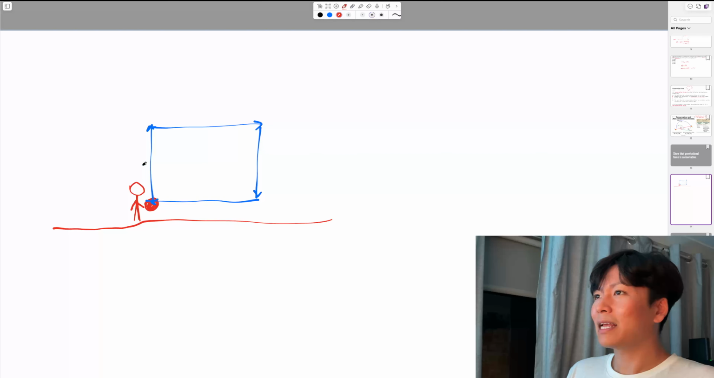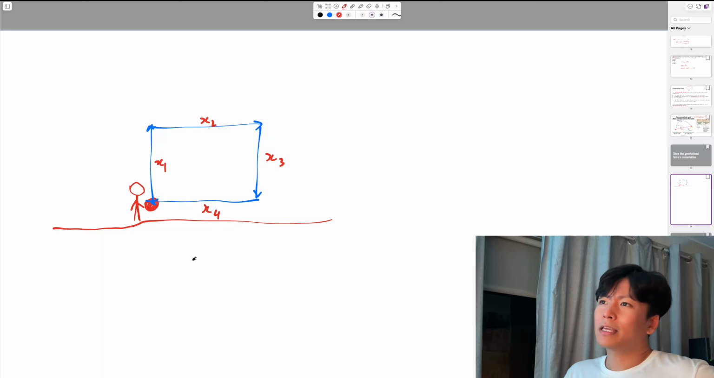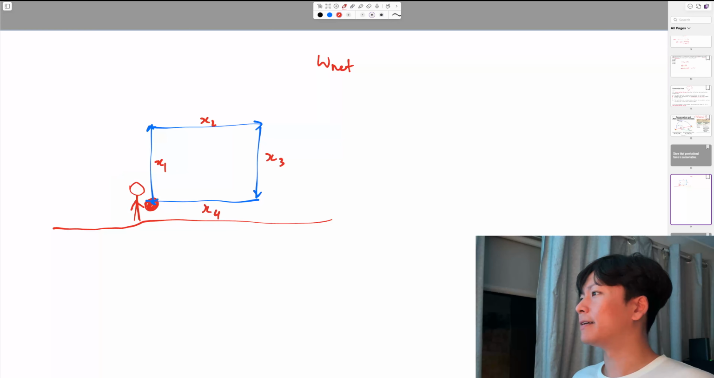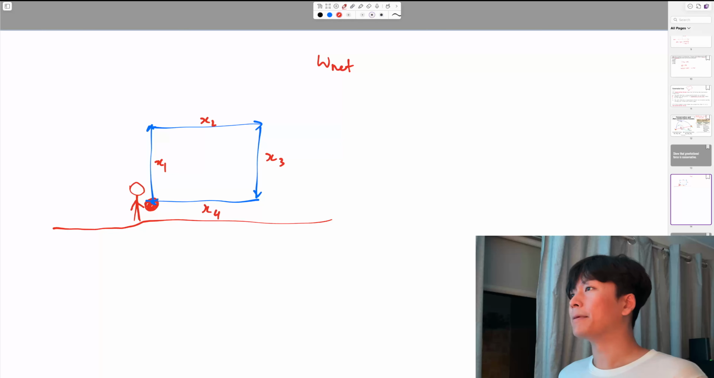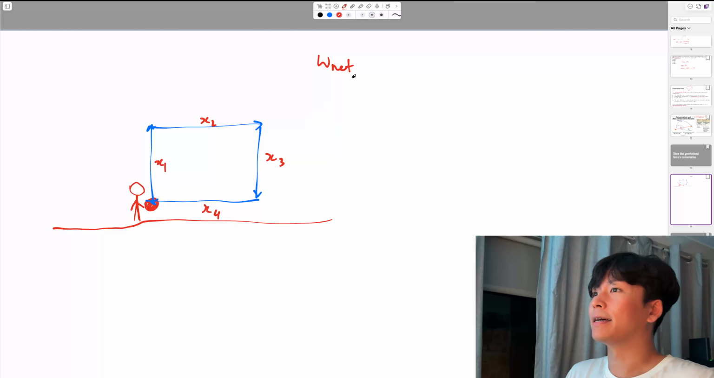Let's say that all of these sides are the same. So I'm moving it a displacement x here, x there, x here, x there. Let's call these x1, x2, x3, and x4. If I want to work out the net work acting on this ball, then the net work done by gravity in this case is going to equal to.